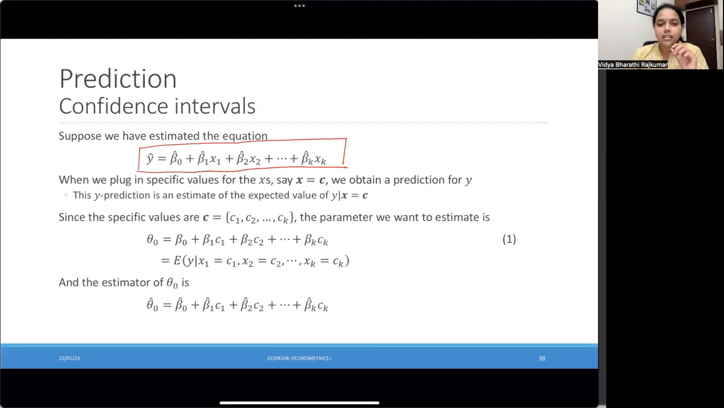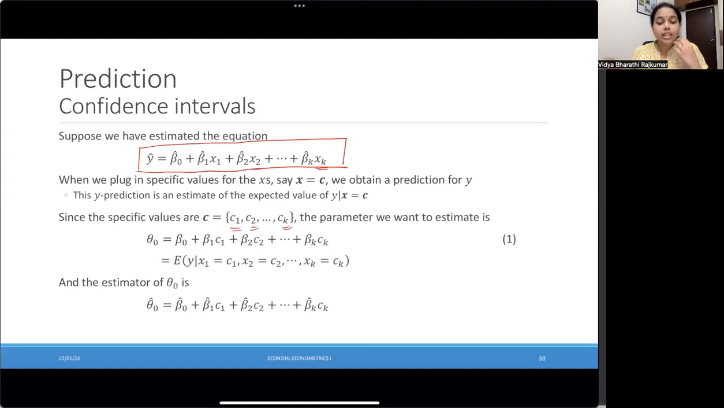Now, if we are interested in finding out the average value of y for certain specific values for the different x's, say x1 is equal to c1, x2 is equal to c2, xk is equal to some number ck, and so on. At those particular x values, what is the predicted value of y? And how do we obtain that? We just plug in these values of x1, x2, and so on into our predicted regression equation. And the answer that we get is called y hat for those specific x values.